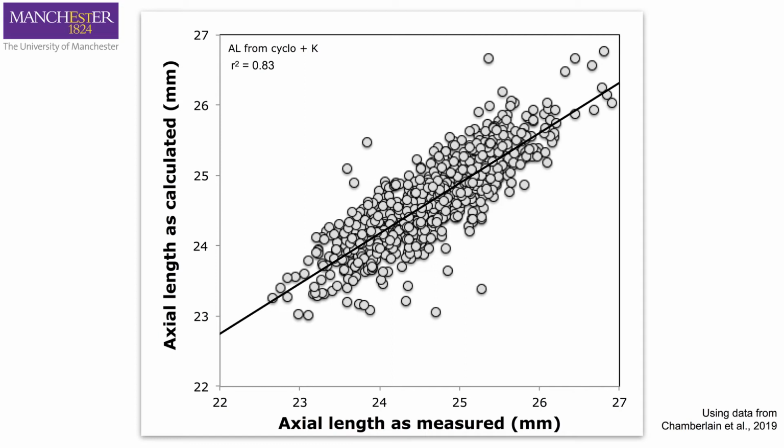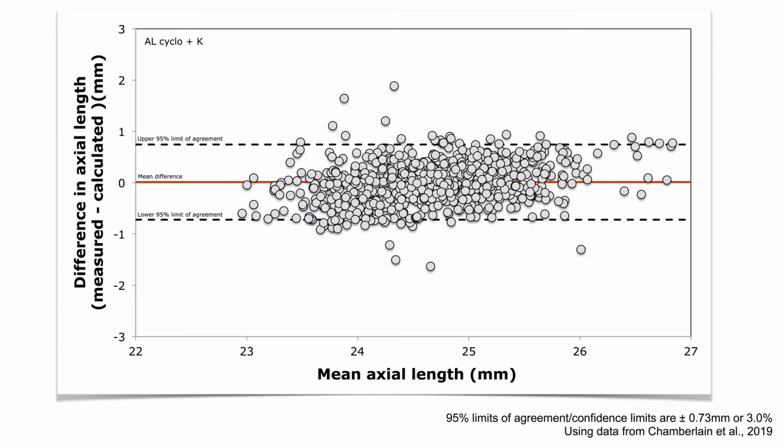But more normally, if we wish to compare measures of two different sorts, we construct something that's called a Bland-Altman chart. And here is the Bland-Altman chart for this assessment. And I think it's important to understand what this is telling us.